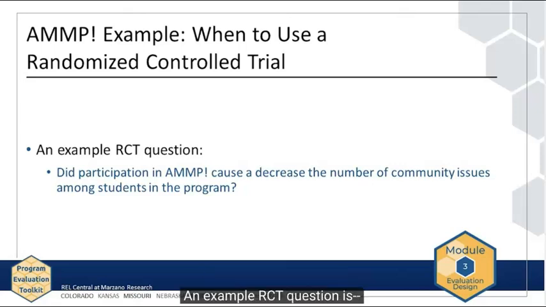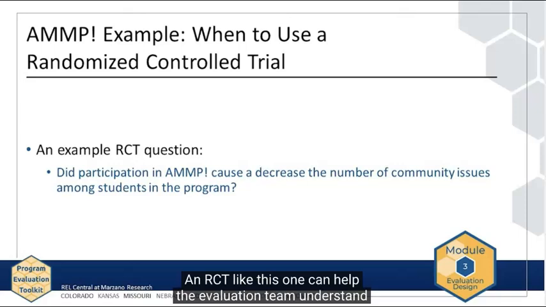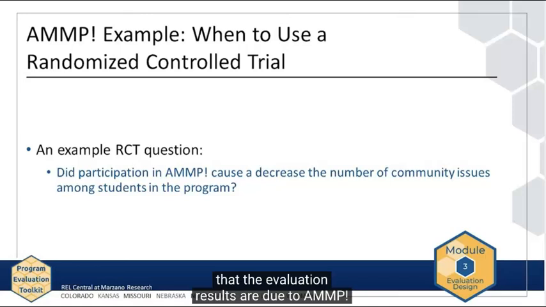An example RCT question is, did participation in AMP cause a decrease in the number of community issues among students in the program? An RCT like this one can help the evaluation team understand whether AMP participation, in addition to other factors, caused a decrease in the number of community issues. In this way, the team can feel very confident that the evaluation results are due to AMP and not to other unobserved factors that might influence the decrease in community issues.